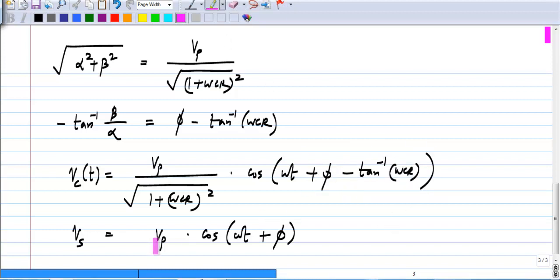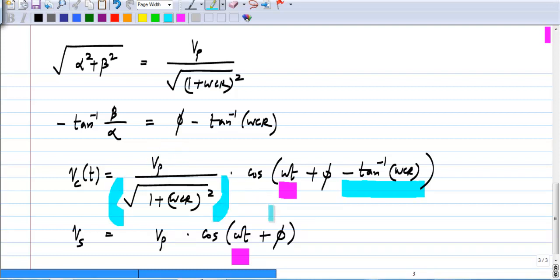So you can see that the output has the same frequency as the input, omega. And what has happened is that there is an extra phase shift. The phase has been modified by that much. The input phase was phi; this is phi minus tan inverse omega CR. The input amplitude was VP. The output amplitude is VP divided by something.